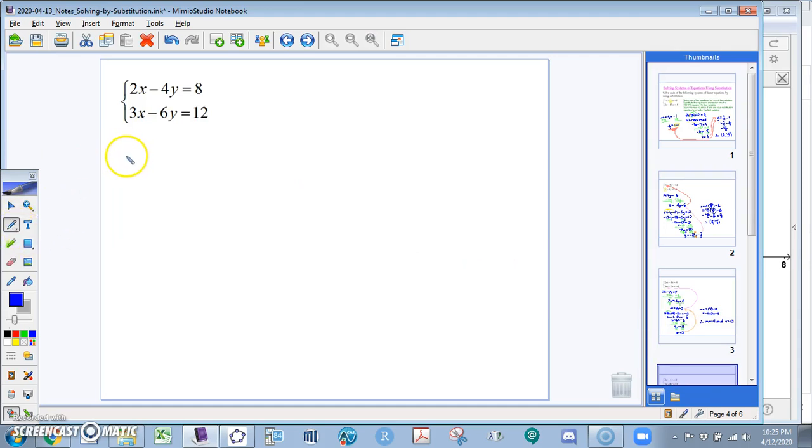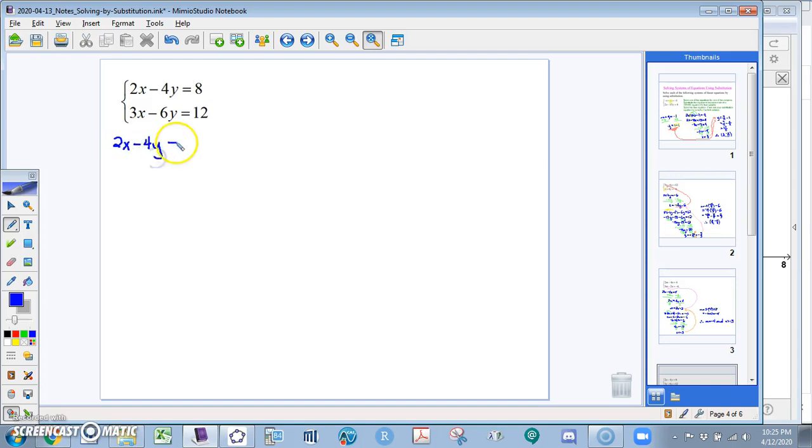Here's my next one. 2x minus 4y is equal to 8. 3x minus 6y is equal to 12. Both of these are going to be pretty easy to solve for x because 4 and 8 both divide by 2, and 6 and 12 both divide by 3. So really it doesn't matter. I'm going to go ahead and go with the first one.